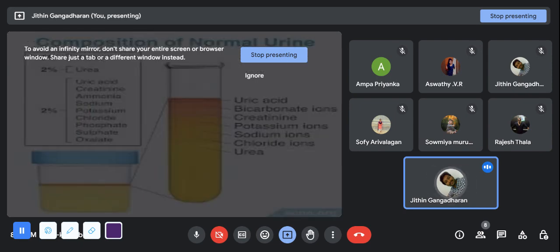Now, composition of your normal urine. I have said 97 percent water, or it may differ, 96 or 97, no matter. Then 2 percent urea will be there. Then bicarbonates, iron, potassium, sodium, chlorine, urea, all the things which the kidney wants to excrete.